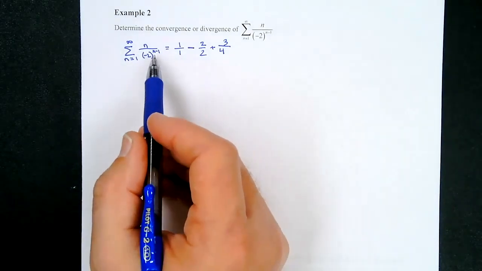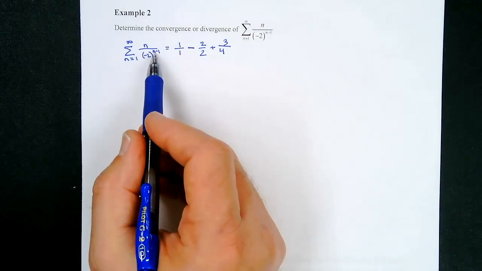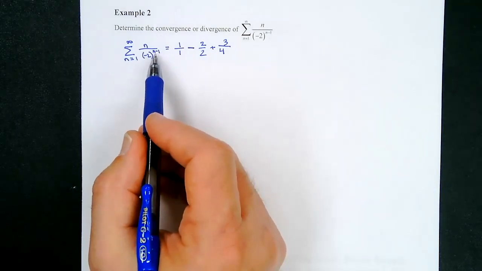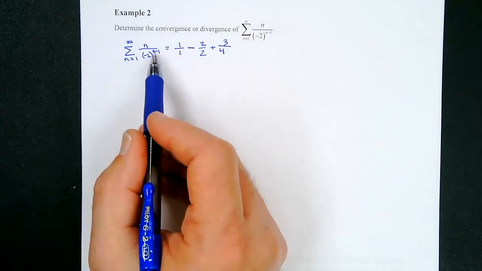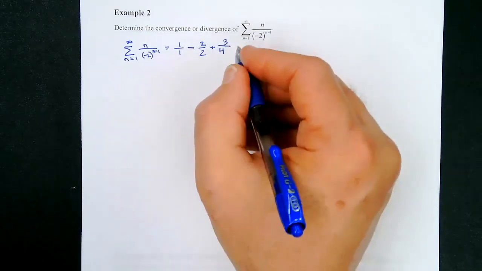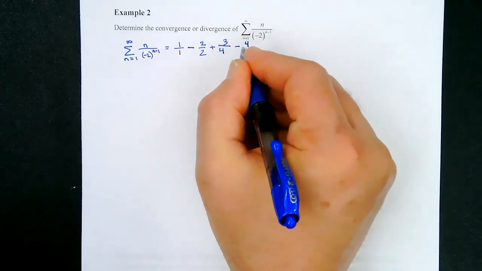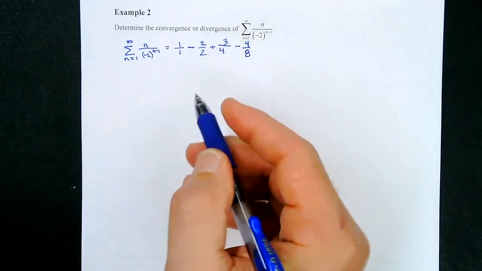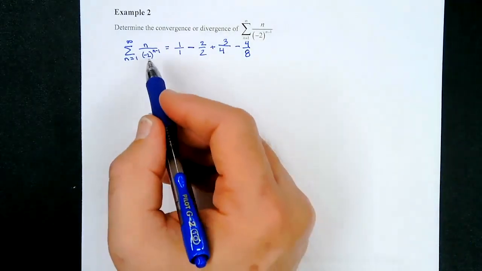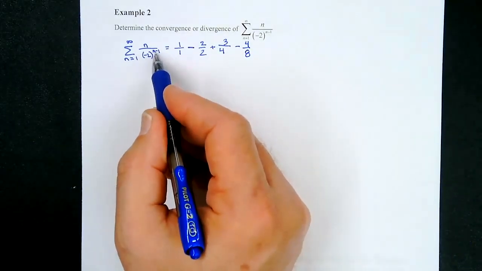So let's do the fourth one, right? So if we put the fourth one here, 4 minus 1 is 3. So that's going to be -2 to the third power, which is -8. So it's going to make this minus 4/8. And then we're going to put the fifth term in, right? So that's going to make this 4. So that's going to make this 16.